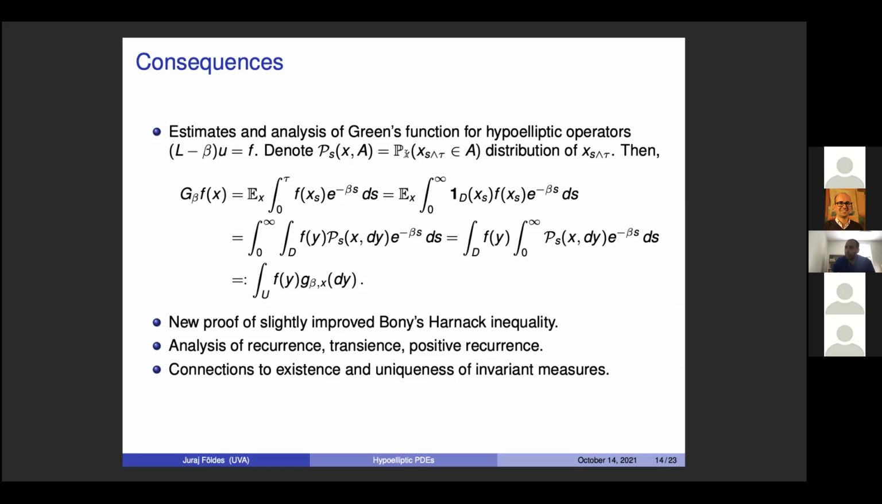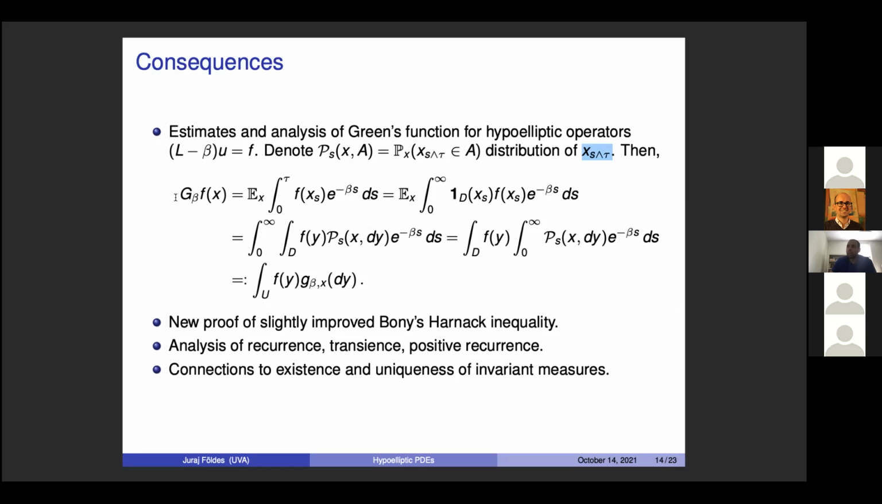I'm looking at the probability that I start at the point X, I run my process, and I'm asking what's the probability that I exit my domain exactly through the set A. So I can be exiting anywhere on the boundary, and this is measuring the probability that I exit exactly through A. All right, so this is the distribution of the boundary of the stopped process.